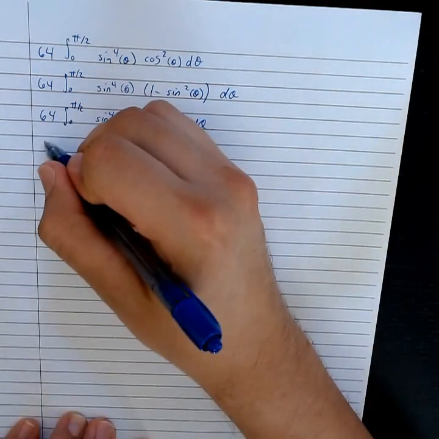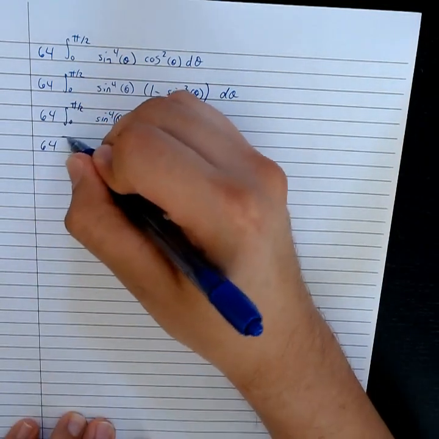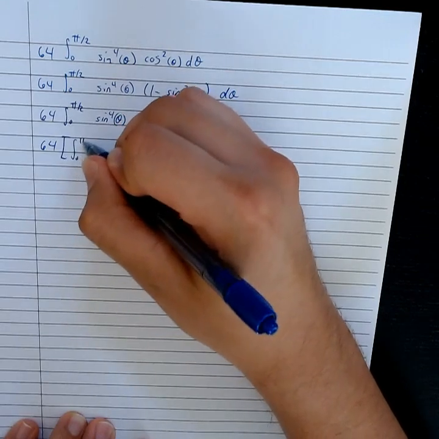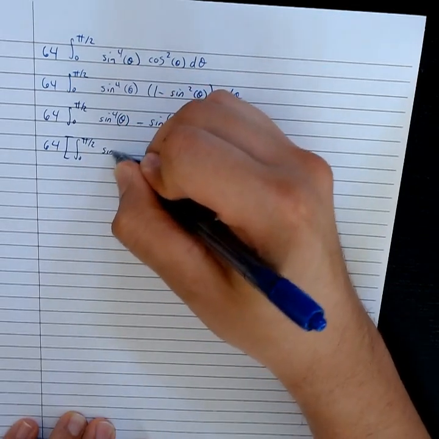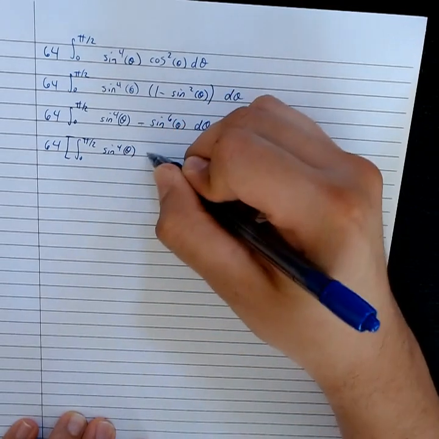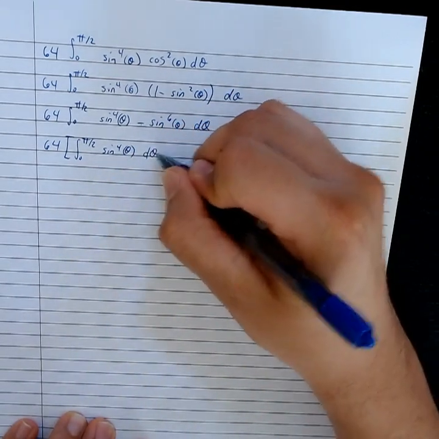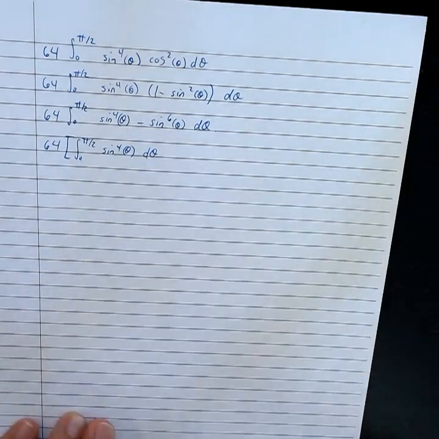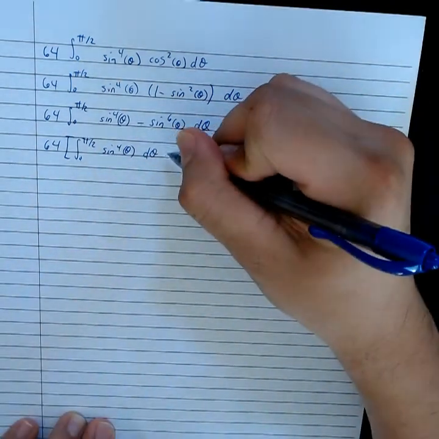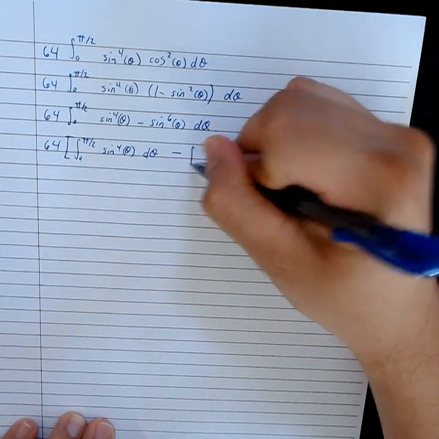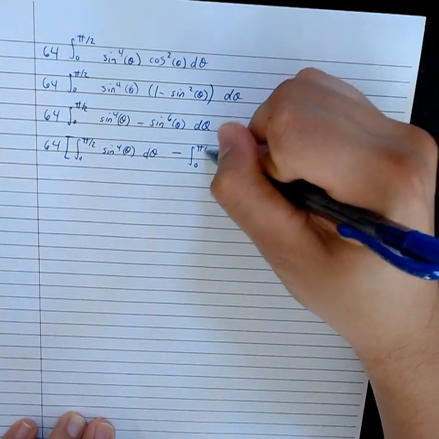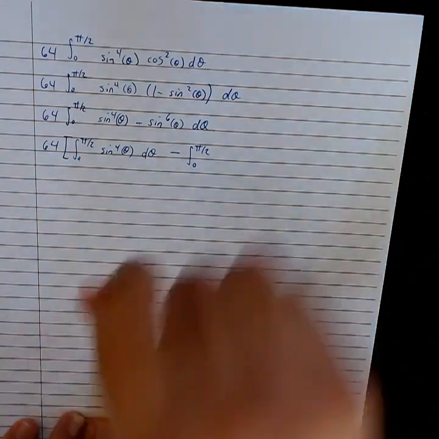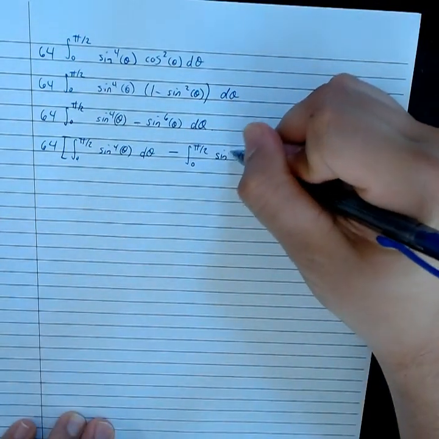But now I can separate that. That's 64 times the integral from 0 to pi over 2 of sine to the 4th of theta, which, because it's an even power of sine, integrated from 0 to pi over 2, and it has to be those specific boundaries, we can use Wallis's formula. Likewise, here, that's also the integral from 0 to pi over 2, and that is also an even power of sine.